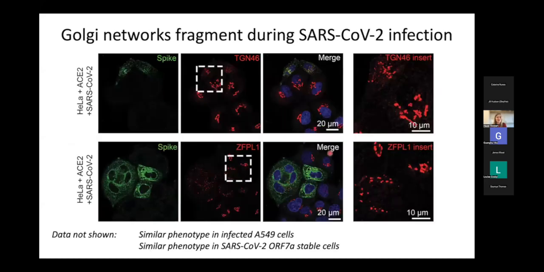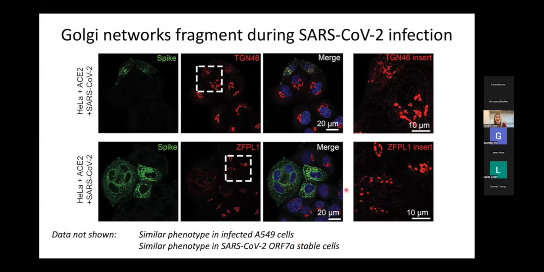When we went to look at the Golgi networks in a bit more detail, we could see that the Golgi networks do indeed fragment during SARS-CoV-2 infection. So these are not transfected cells. These are infected, with both the trans and the cis Golgi being looked at. And we could see that they were basically far less reticular in both cases. And this is a similar phenotype to that which we saw in our stably expressing ORF3a cell lines.